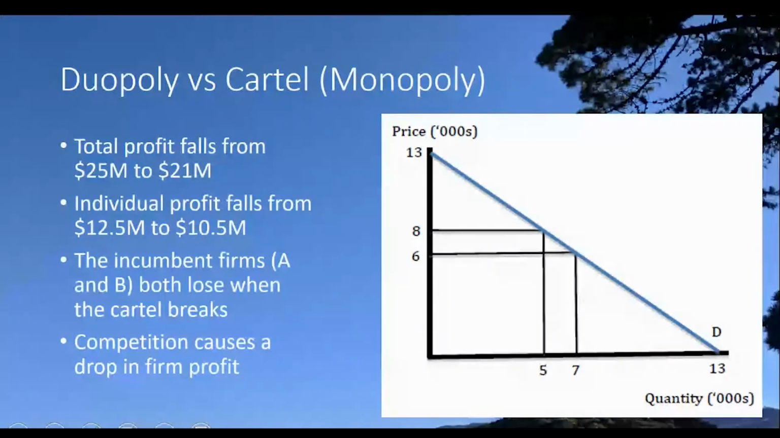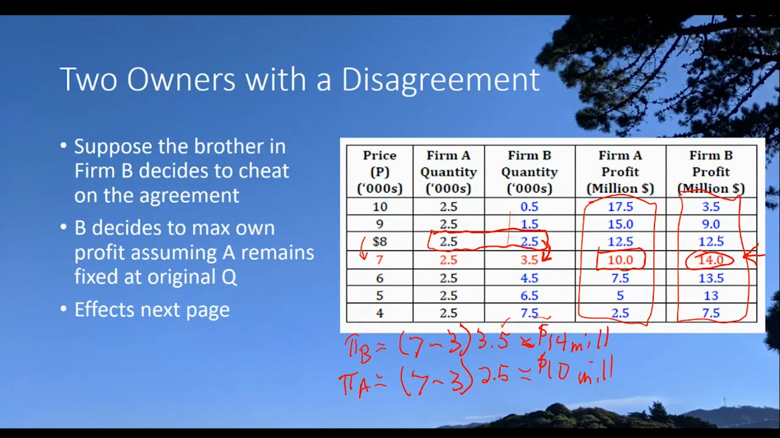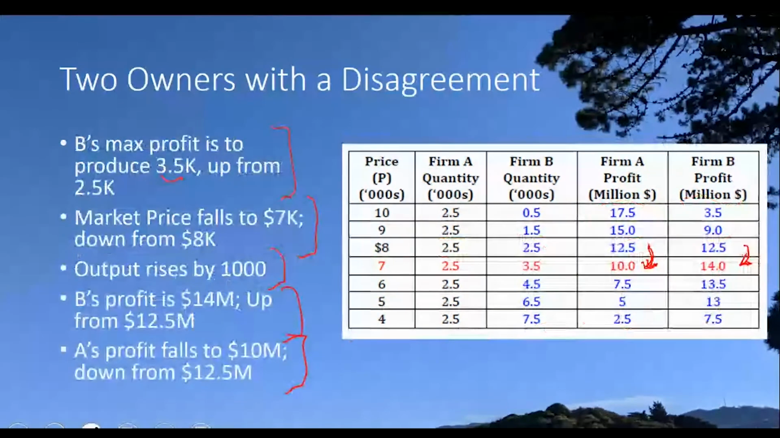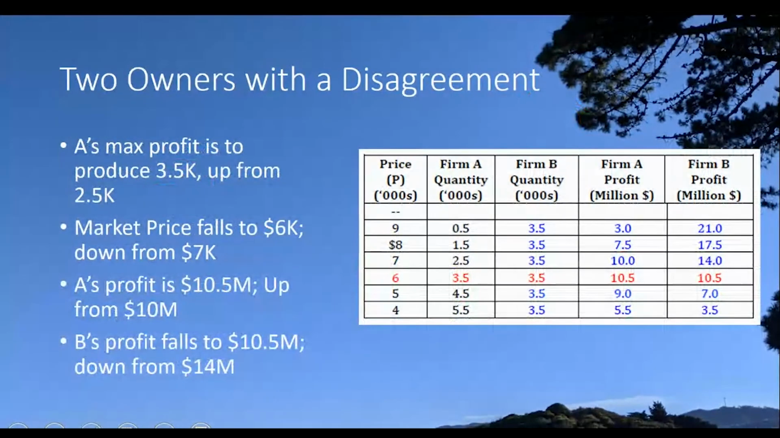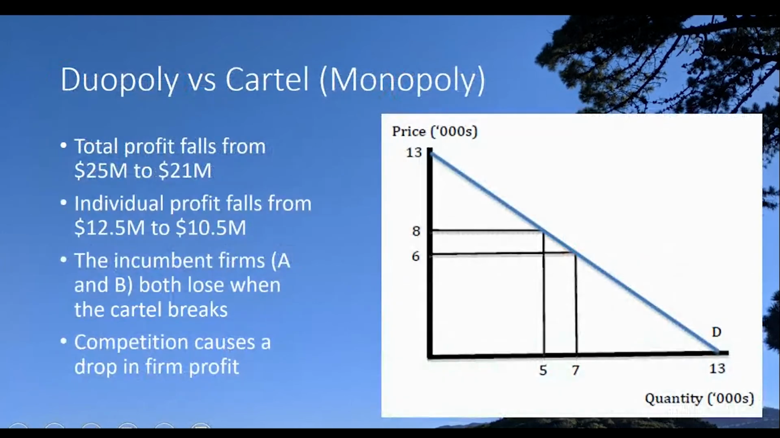Now, what are the effects on the individuals who are affected by this? Total profit has gone from the 12.5 plus 12.5, or $25 million, down in total to this, 10.5 plus 10.5. And that's going to be equal to $21 million. So that's where I got the $25 million falls to $21 million. So the effect of competition, moving to a duopoly, is to actually reduce the total profitability of the individual firms.